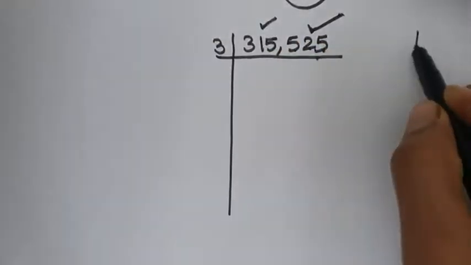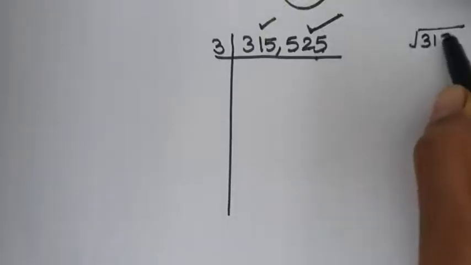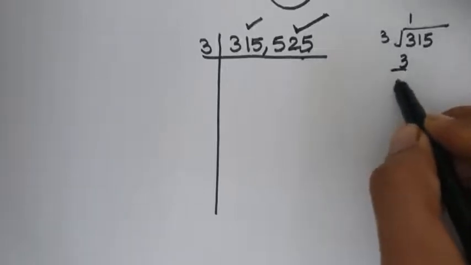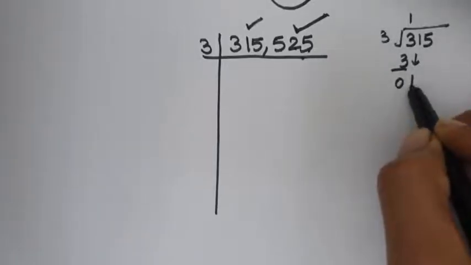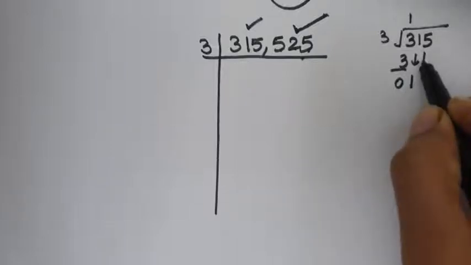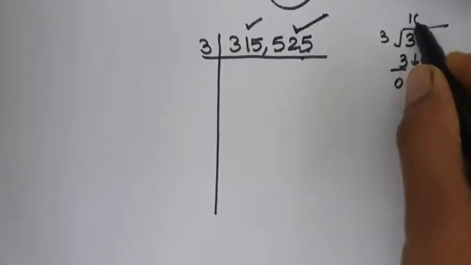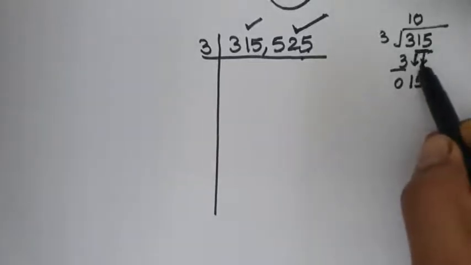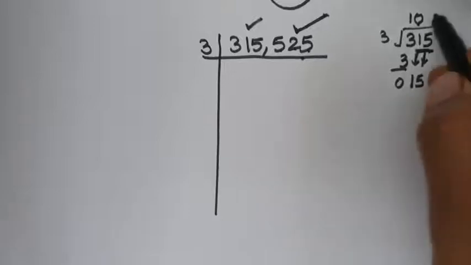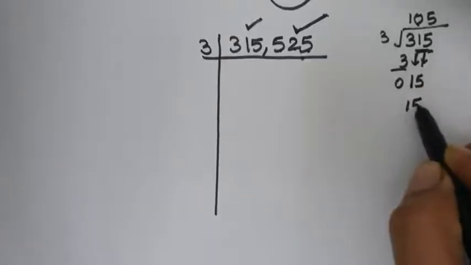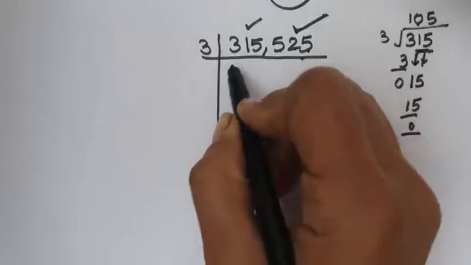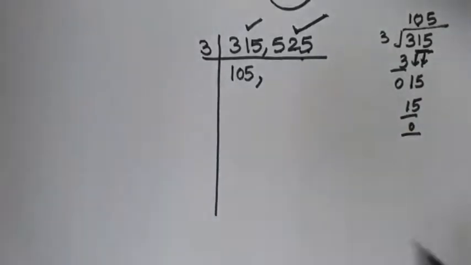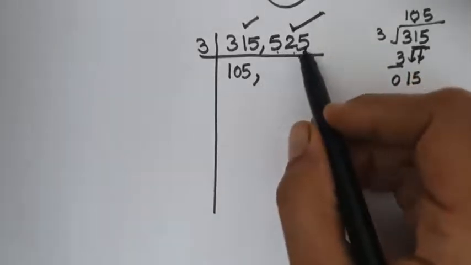Now check it by division. 3 1 is 3. Then 1 will come down. Not possible. 2 digits will come down. Put 0 here. Whenever the 2 digits come together, we put 0 here. Now 3 5 is 15. So I will write here 105. Now the next is 525.